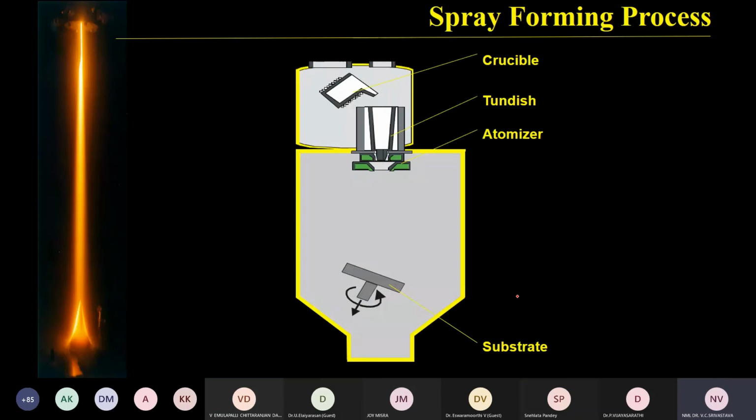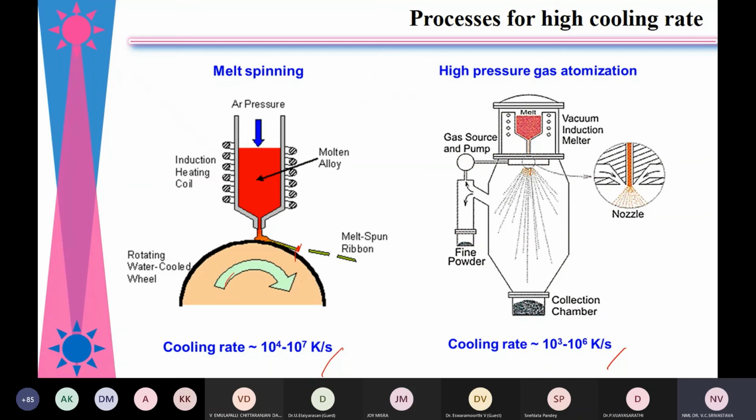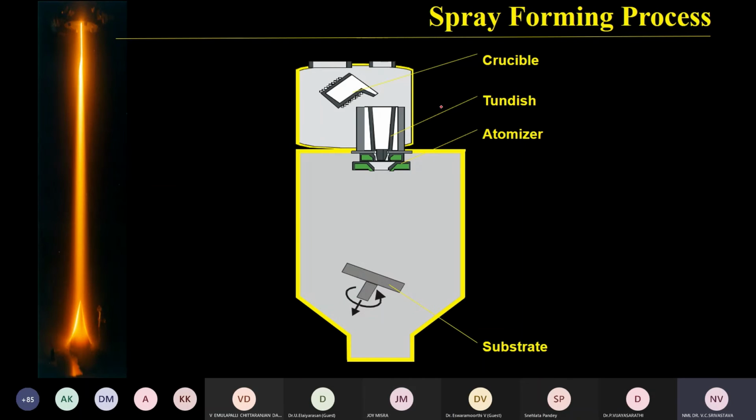So there is a spray forming process. In this spray forming system, it has a crucible, a tundish, and, as in a gas atomizer, an atomizer, but there is also a substrate. In this case, the liquid stream comes, then the atomizer. So up to this it is the same as gas atomization, but now we have a substrate here. What does it do? Once the stream is disintegrated into small droplets, the droplets are propelled away from the atomization zone, and they cool.